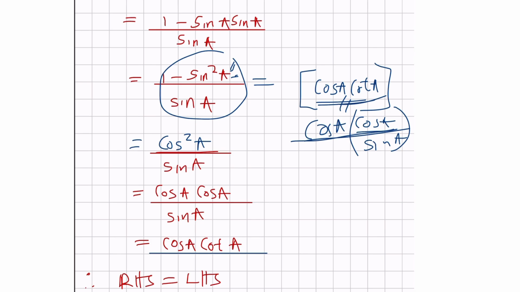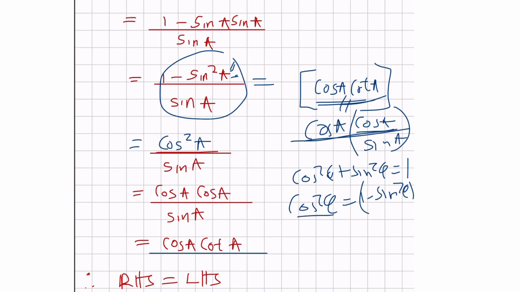So 1 minus sine squared A, remember the standard identity is cos squared theta plus sine squared theta is equal to 1. So you are going to make cos the subject of the formula. So it's cos squared theta is equal to 1 minus sine squared theta, which is similar to what we have here. 1 minus sine squared A is similar to cos squared A. So you can substitute cos squared A over sine A. Then cos squared A is equal to cos of A multiplied by cos of A over sine of A, right?